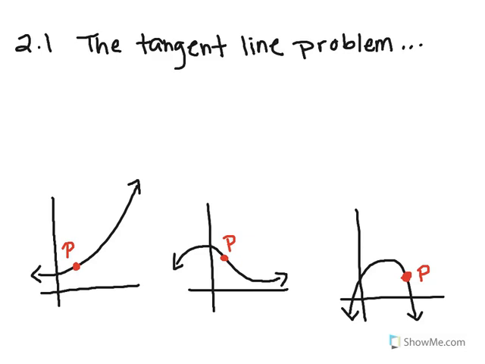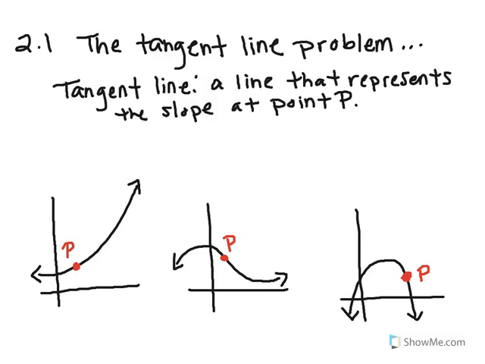So let's first of all define tangent. It is a line that represents the slope at point P. So it's hard to determine exactly what a slope at any particular point would be because we know from algebra that there's something called a slope formula. And if you don't remember, this is what it looks like.